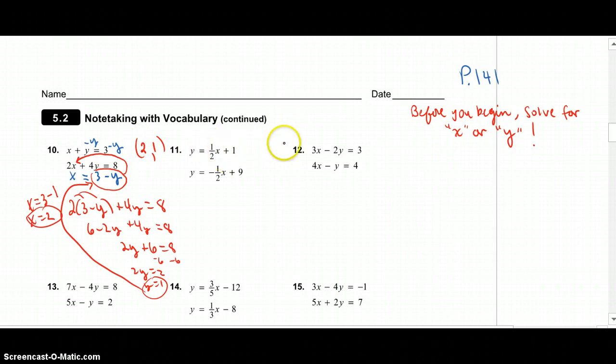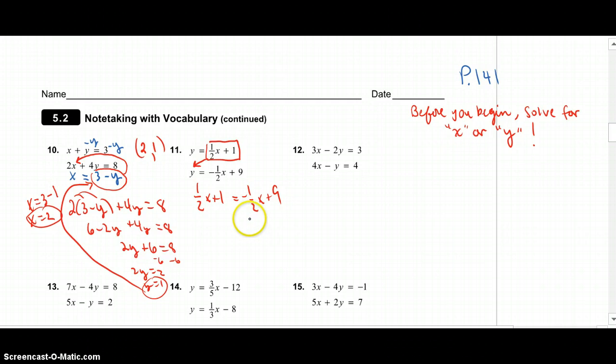Let's look at number 11. It actually already is solved for y, but let's go ahead and do it anyway. I'm just going to take the top equation this time. It says y equals, so I could actually replace it in the second equation where it says y. 1/2 x plus 1 equals negative 1/2 x plus 9.